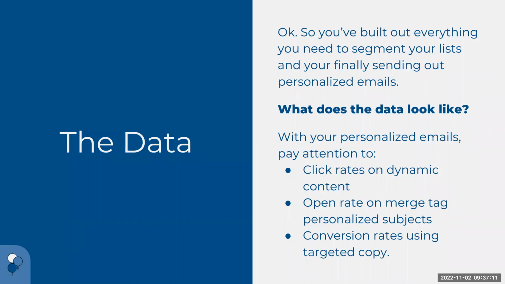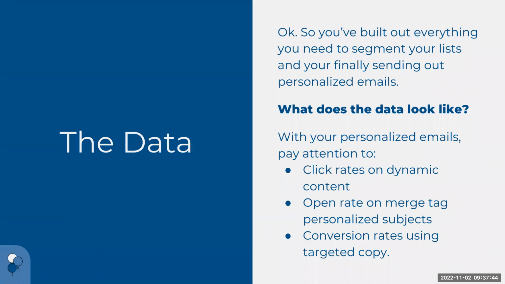Okay, so you built out everything. You need to segment your lists, and you're finally sending out personalized emails. So what does that data look like? So some of the things that I would highly recommend paying attention to is the click rates on dynamic content. How are people really interacting with your dynamic content? Is it worth making this dynamic content, or should you look at something else that you can kind of expand on? What's the open rate on merge tag personalized subjects?